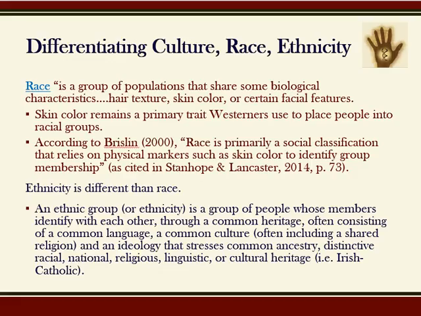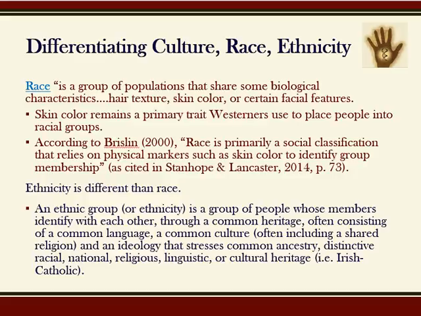Now it's time to differentiate between the concepts of culture, race, and ethnicity. So race is defined as a group of populations that share biological characteristics. When you think of these different terms, the key term for race is that biological characteristics are the determinant that many have used over the years to classify different races. Different examples, of course, are things like hair color, skin, as well as certain facial features. Skin color remains a primary trait which Westerners use to place people into racial groups or categories.